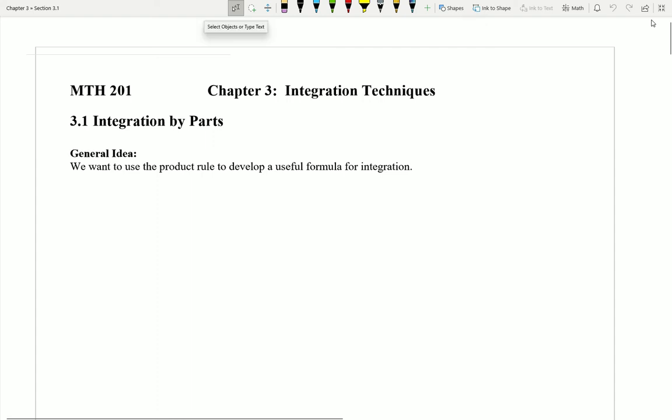So as we move into the notes here for 3.1, we'll see that we're going to start by trying to shape out a general idea for how we can actually use the product rule from Calc 1 to develop a useful formula for integration.